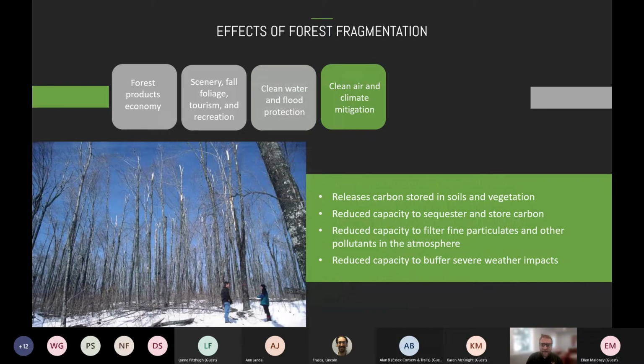Not only that, this process of forest fragmentation also accounts for releasing more carbon that's stored in the soil and the vegetation. And then it reduces the capacity of our forest to store that carbon, and also reduces the ability to filter out particulates and other pollutants in the air, as well as the capacity to buffer severe weather impacts.